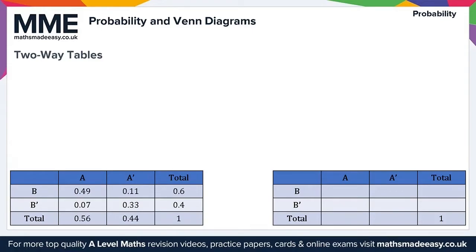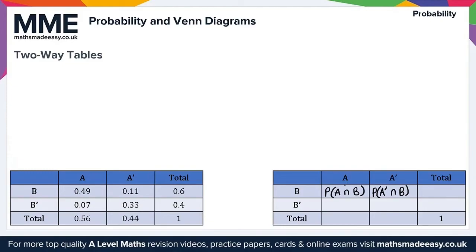We can also note here the totals are probabilities for one event. For example, the total in the A column is the probability of event A, and using this we can create the most general form of a two-way table. Here, the probability of A and B happening would be the probability of A intersection B, the probability that they both occur. If we wanted the probability of B and A complement, that would be the probability of A complement intersection B.